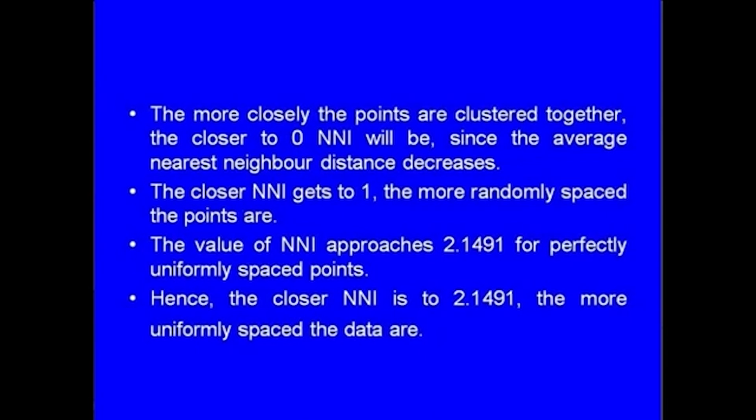The closer NNI gets to 1, the more randomly spaced the points are. The value of NNI approaches 2.1491 for perfectly uniformly spaced points. Hence, the closer NNI is to the value of 2.1491, the more uniformly spaced the data are.